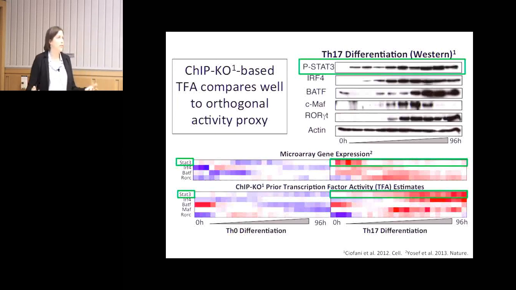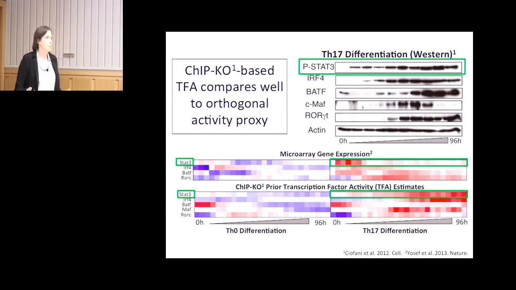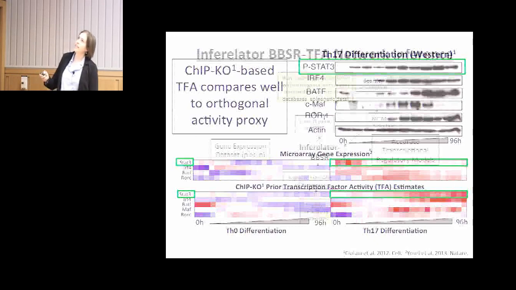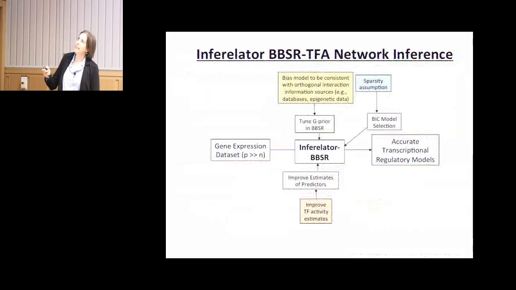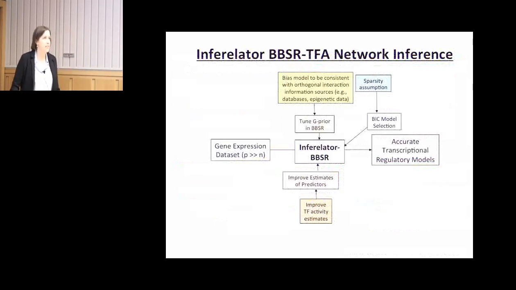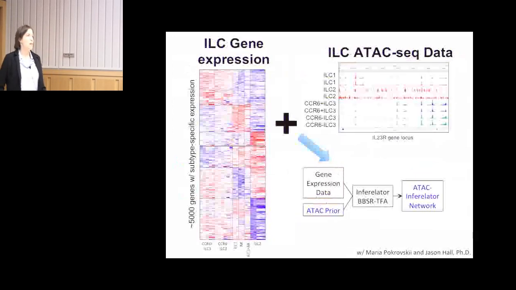And phosphorylated STAT3 is a proxy for STAT3 activation. And it looks a lot better than, say, looking at just the mRNA level. And so returning back to here, we've made an improvement in prediction by basically improving our estimation of our predictors. And so this seems like a great pipeline, at least it did to me.